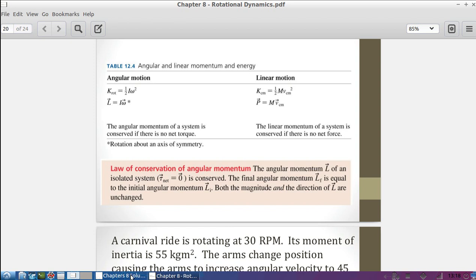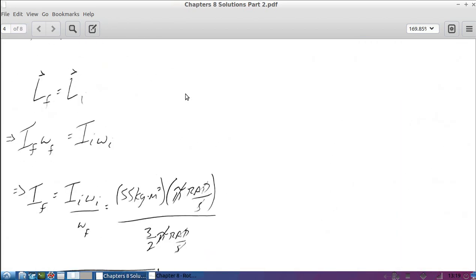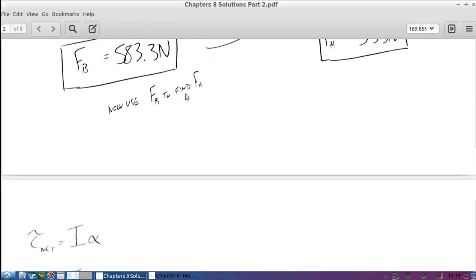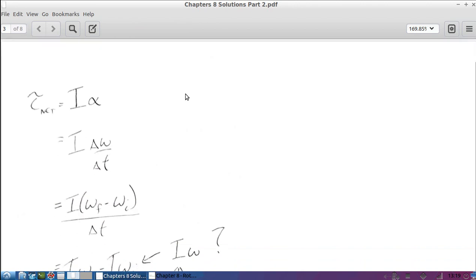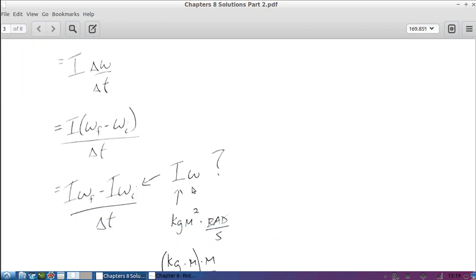So how do we get this I omega? I start off with Newton's second law for rotational motion. What I'm doing is rewriting alpha as the rate of change of the object's angular velocity with respect to time. So if I write this delta omega as the final angular velocity minus the initial angular velocity, and I distribute this I across, now I've got this new quantity, this I omega. What is this?